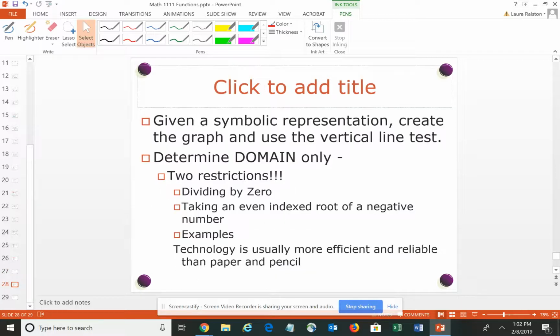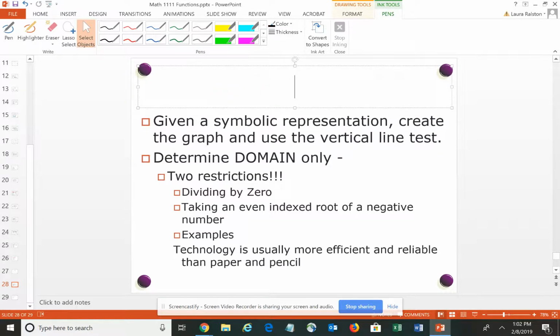All right, let's think about symbolic. So the symbolic representation, the best way to do it is to use your graphing calculator to create a picture of that function and then use the vertical line test. And you could also then use the graph to determine the domain and the range. But a couple of things from an algebra perspective when you're thinking about domain and range is pretty much the domain for a symbolic representation is going to be all real numbers with two exceptions or two restrictions.